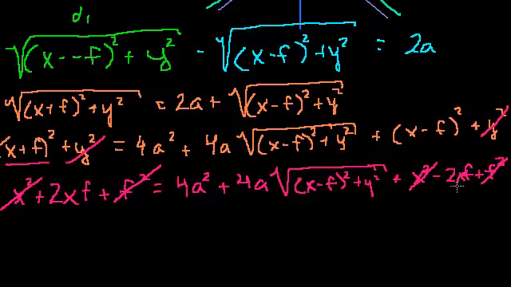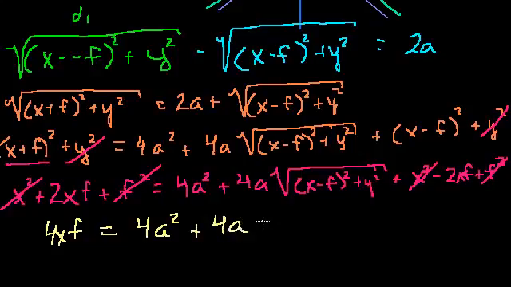And let's see, what can we do to simplify it? So we have a minus 2xf and a plus 2xf. Let's add 2xf to both sides of the equation, or bring this term over here. So if you add 2xf to both sides of this equation, what do you get? You get 4xf. Remember, I just brought this term over. This left-hand side is equal to 4a² + 4a times the square root of (x − f)² + y².